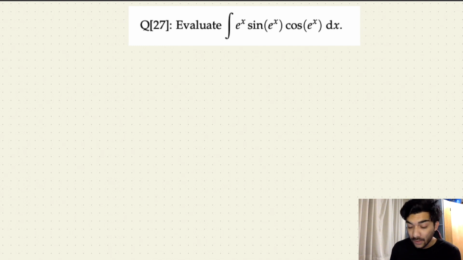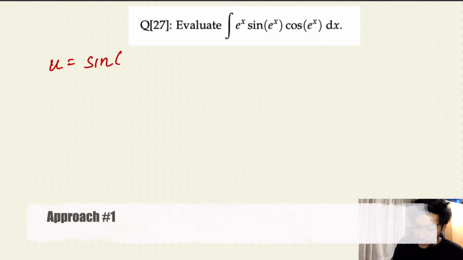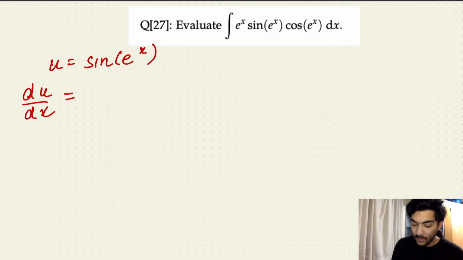You'll notice that there are indeed three ways to solve this question. Since we know that sine and cos are derivatives of each other, let's suppose we take u to be sin(e to the power x). If we take the derivative of u with respect to x, we'll use the chain rule, because we have a composite function, in order to find the derivative of sin(e to the power x).